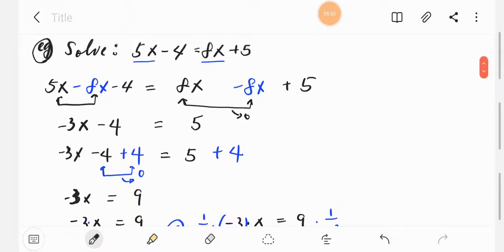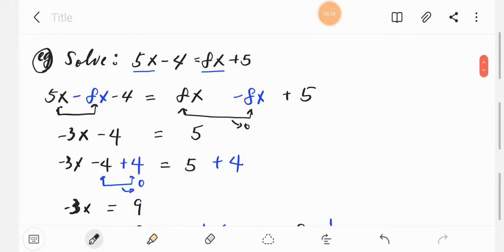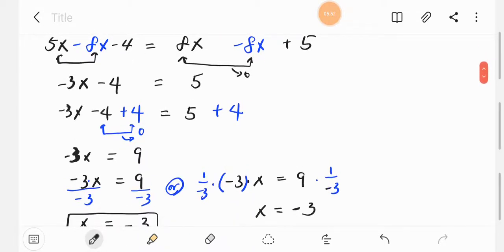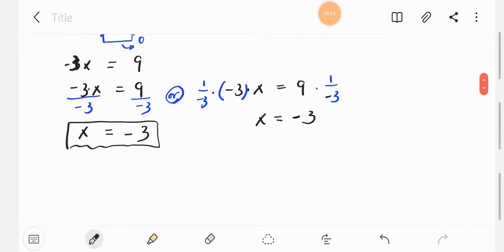This is how we solve an equation. When the x terms are separated, what we do is collect all the x terms to one side, and the constant terms, the numbers, go to the other side, then simplify each side and then find x.